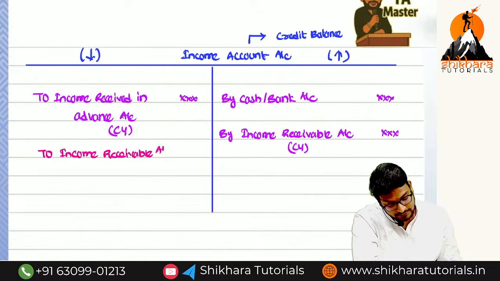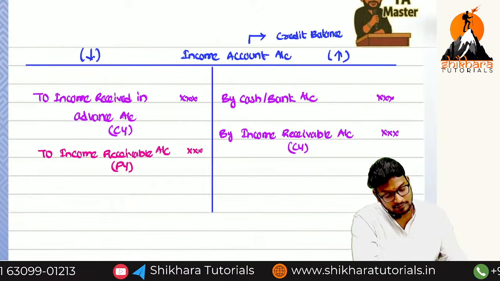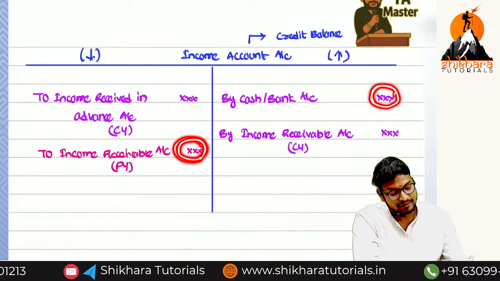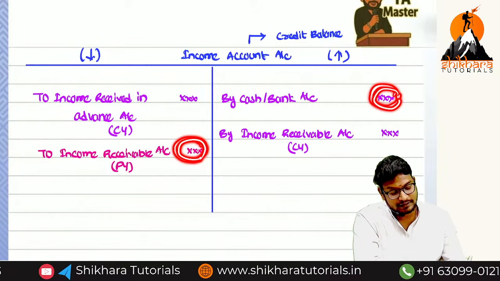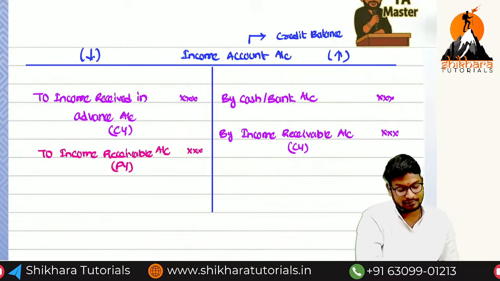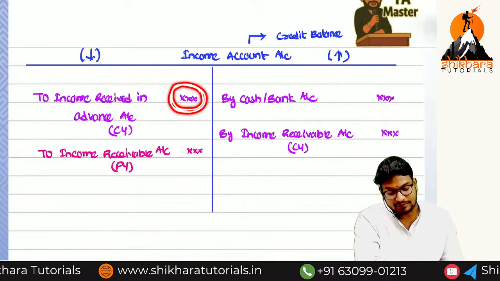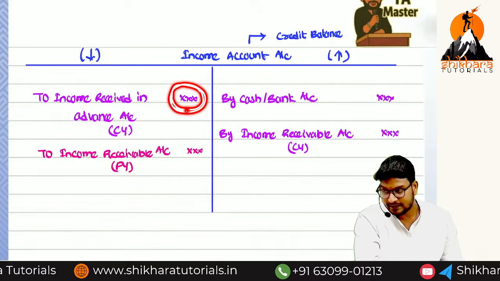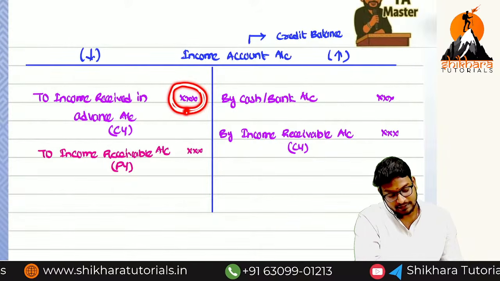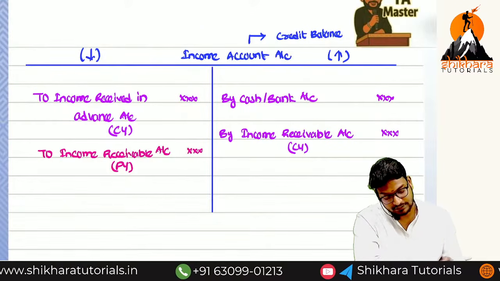So income receivable account of which year? Previous year. So this amount is also available in this amount. This income received, we have to reduce this one. So that is the reason we are recording it on which side? Debit side. Current year income received in advance is recorded on which side? Credit side. But previous year income received in advance will be recorded on which side? Credit side. So next one.